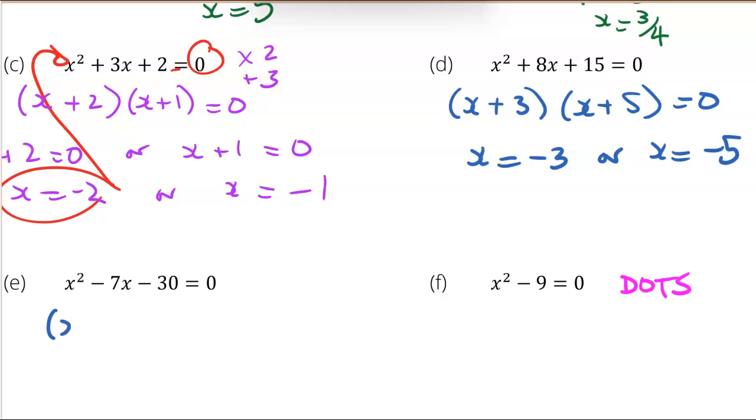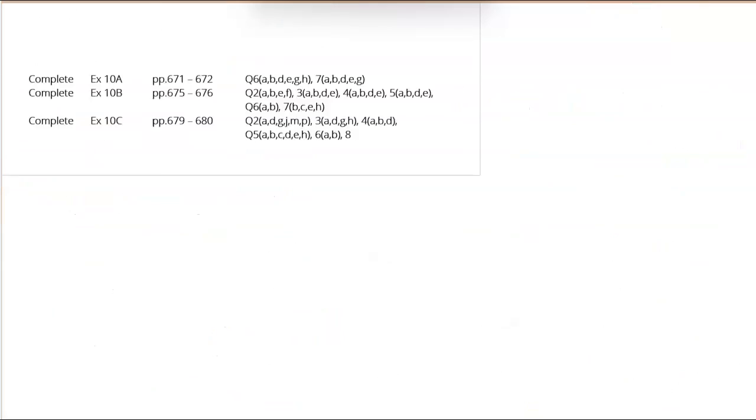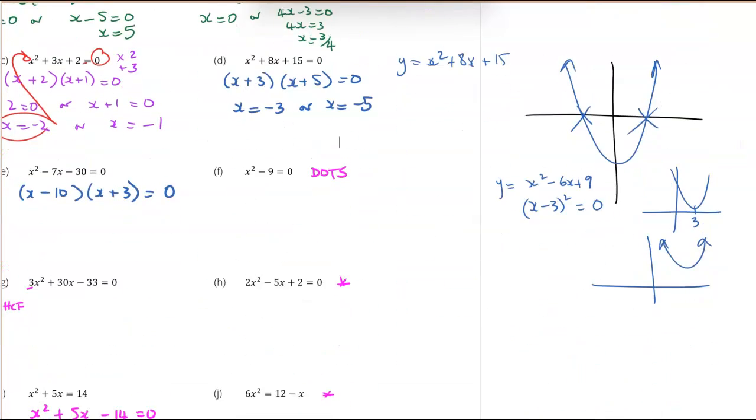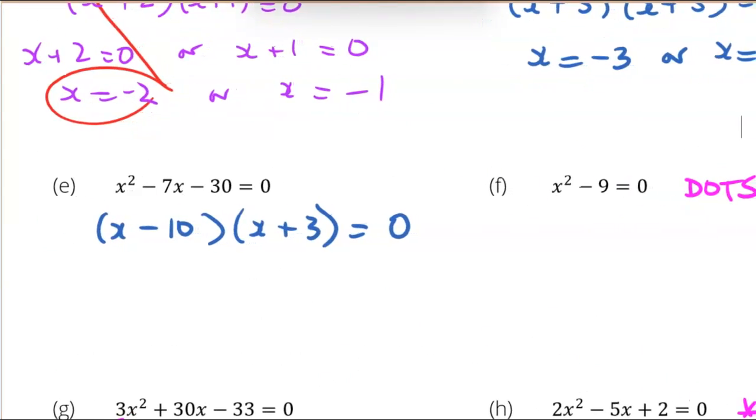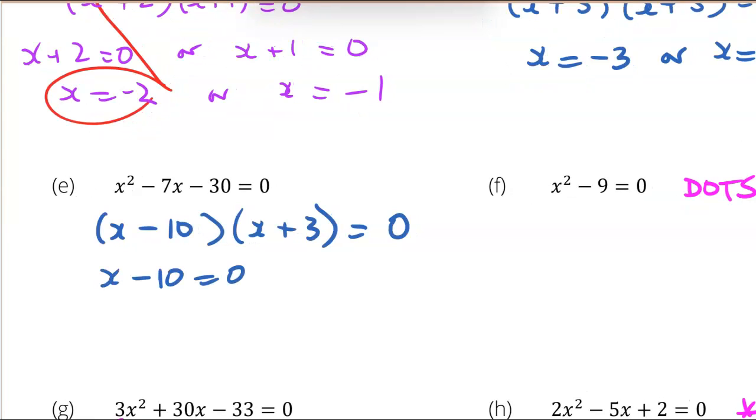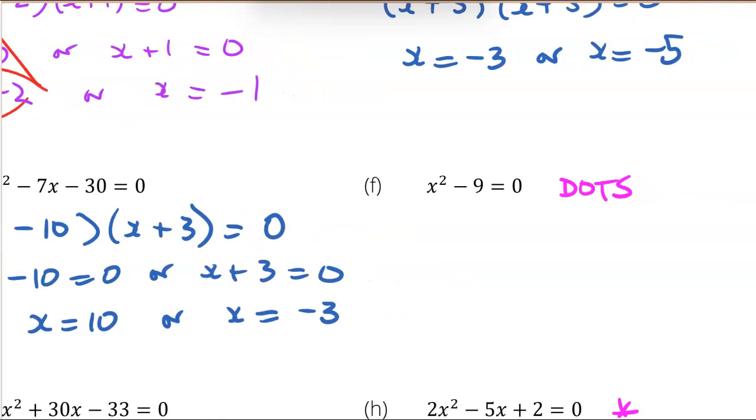Here, this tricked a few of you, but it's a take 10 and a plus 3. Negative 10 times positive 3 is negative 30. Negative 10 plus 3 is equal to negative 7. So again, x take 10 equals 0 or x plus 3 equals 0. So x equals 10 or x equals negative 3.